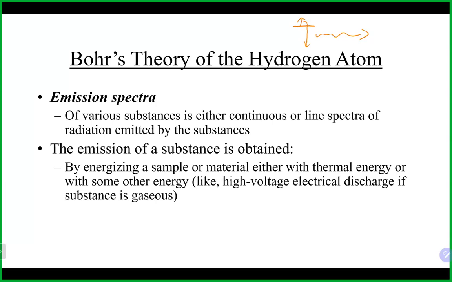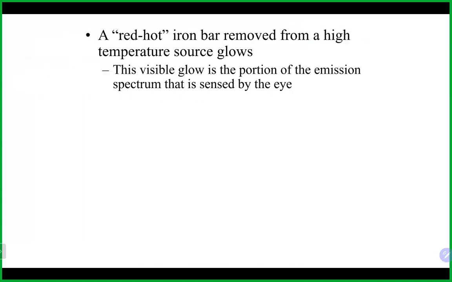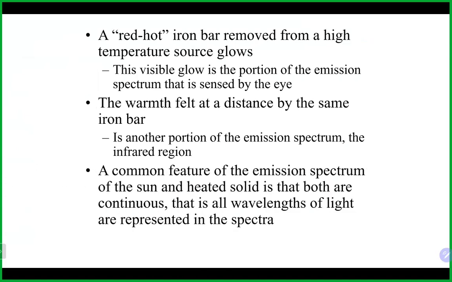We also don't do it at this school, but some schools do an experiment where you take lights like that and look at them through a prism, and you can see the different lines and colors coming out. And when we heat up something, the red hot from an iron bar is the visible part of the spectrum where we see it glowing, but the warmth that's felt from it is also the infrared part of the spectrum.